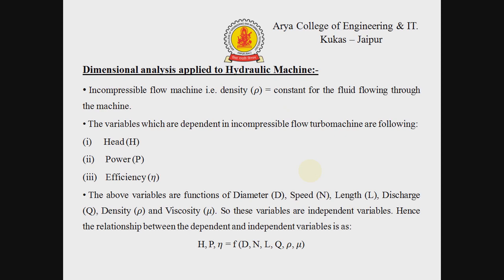So let's start. First, we discuss dimensional analysis applied to hydraulic machines. We know that for an incompressible machine, that means the density is constant for the fluid flowing through the machine. The dependent variables for incompressible flow turbo machines are the following: head, power, efficiency. The above variables are functions of diameter, speed, length, discharge, density and viscosity. So these are the independent variables, hence the relationship between the dependent and independent variables is as shown below.